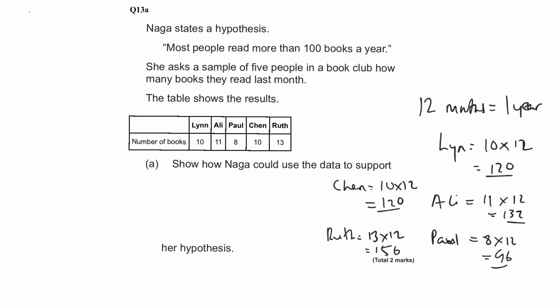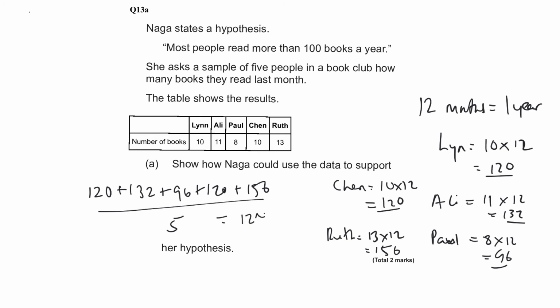So now that we've worked out how many books each person reads a year, to work out the mean of all of that, out of the 5 people she's chosen, you're going to add them all up. So 120 plus 132 plus 96 plus 120 plus 156 and divide it by 5 because it's out of 5 people, and that's your mean. So the mean is 124.8.